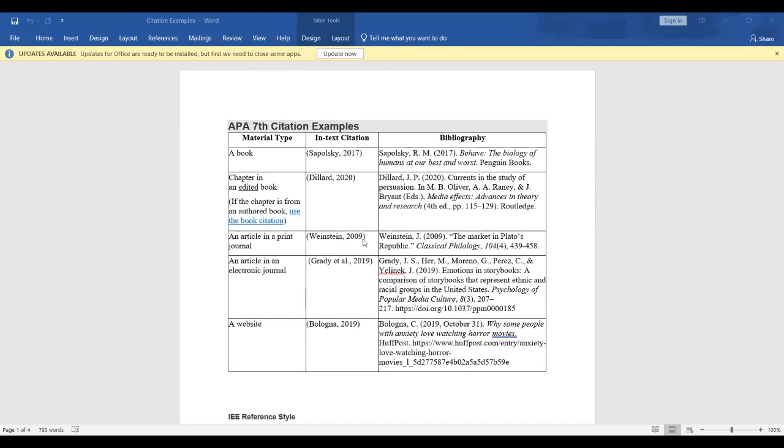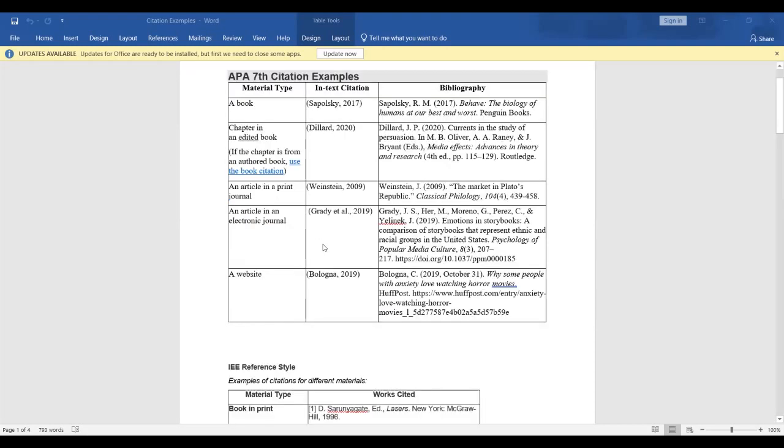If it's an article in a print journal, name and year of publication. Then you write author name with initials, year of publication, and the article title. So like that, if it's a website, document and the year of publication and the detail. This is APA style, right? You can look at details.